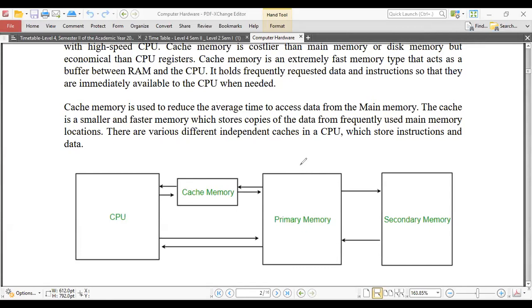All right, so here, all the input devices are connected to the primary memory. Connected means it's gonna send the data directly to the primary memory, and all the output devices are also connected to the same.